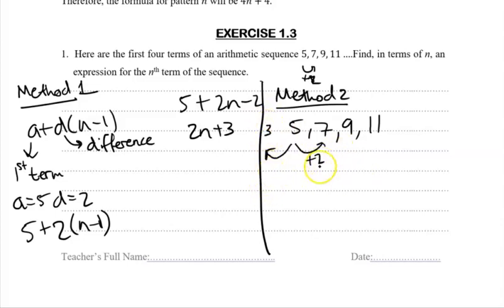The number that we go up in is going to be the coefficient of n. So you're going to have 2n, and the number that you have here is what you write here. So we have plus 3. If it was minus 7, you would write minus 7. If it was plus 9, you'd write plus 9.